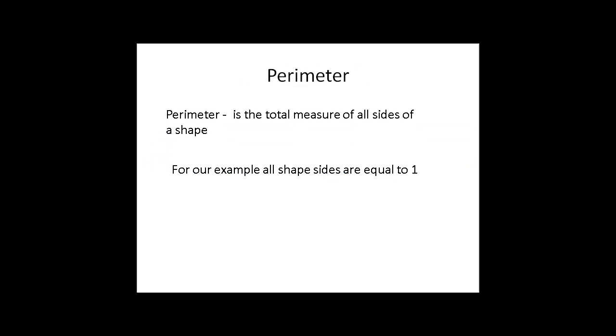Next, we're going to talk about perimeter. Perimeter is the total measure of all sides of a shape. For our example, using triangles, all of the sides are going to be equal to 1. So when we start with one triangle, you can see that our perimeter is 1, 2, 3.